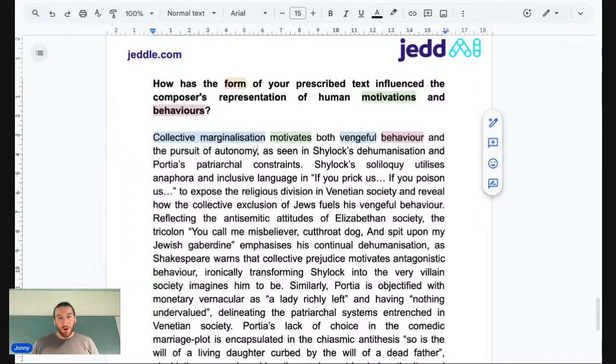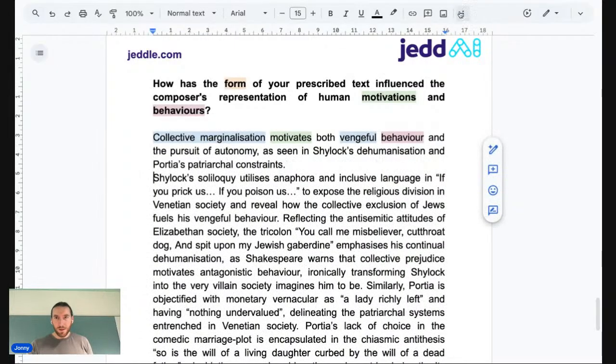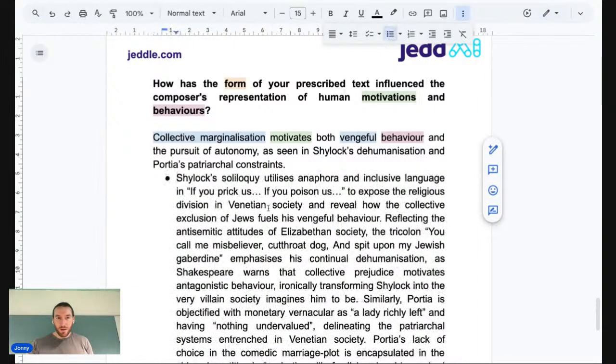Collective marginalization motivates both vengeful behavior and autonomous behavior, as seen in Shylock's dehumanization and Portia's patriarchal constraints. So look, you've got the double and going on here. I'm not a fan of too many ands in one sentence. You've also listed off the example here. If this is your topic sentence, which it looks like it is because you've got your evidence coming in after it, and maybe I'll just number that.